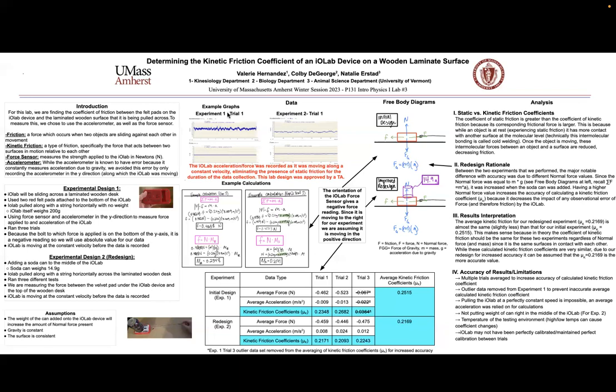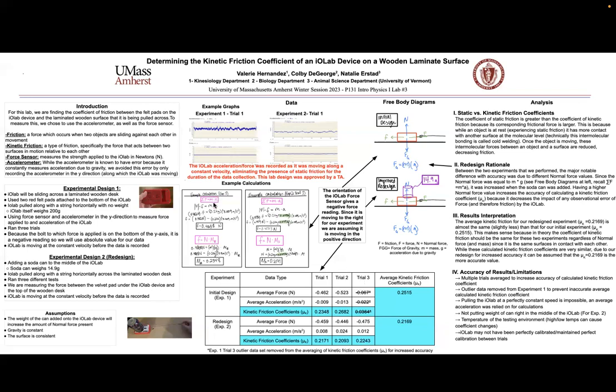There's nothing specific to note, but here are a couple examples of graphs that we used to pull our data from. We got the average force in newtons and the average acceleration in meters per second squared of each of the trials. Experiment 1, trial 3 was a bit of an outlier, so we took that out just to increase the accuracy of the average, which is part of the reason why we did multiple trials in the first place.